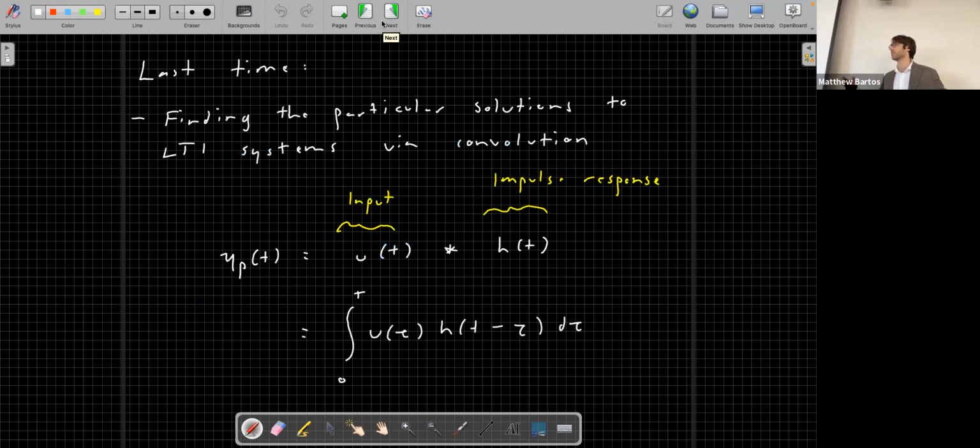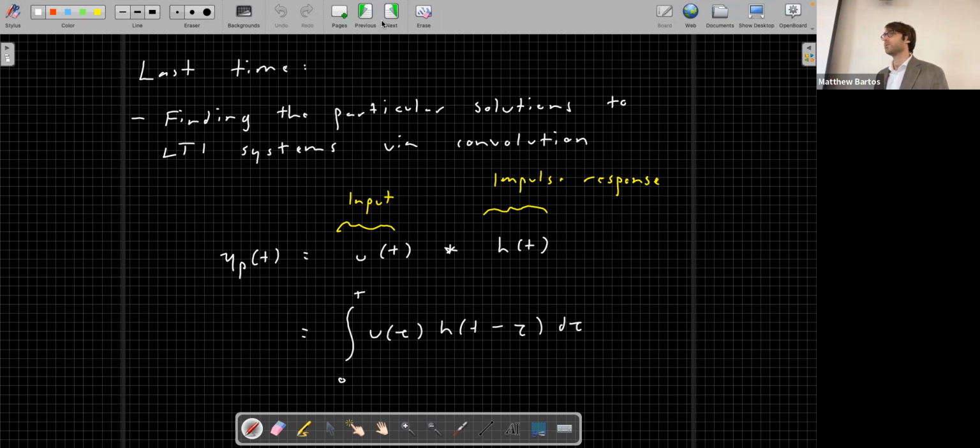So last time, what did we talk about? In the last class, we talked about finding particular solutions to LTI systems, and I gave you one method for doing so. What I would characterize as the most general method for solving LTI dynamical systems, and that is via convolution.